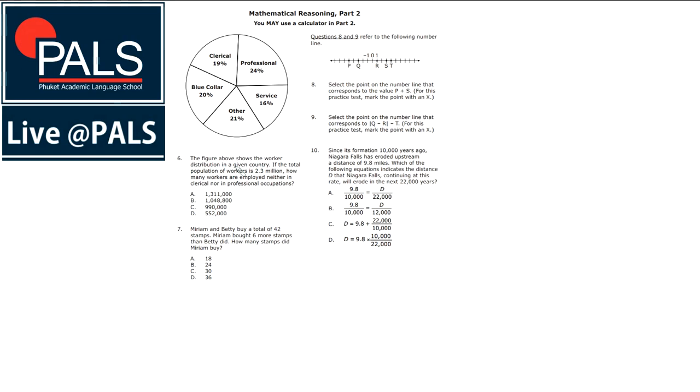Question 6. The figure above shows the worker distribution in a given country. If the total population of workers is 2.3 million, how many workers are employed neither in clerical nor in professional occupations? So that means that 2.3 million is equal to 100%. That's our 100%. That's the total number of workers.